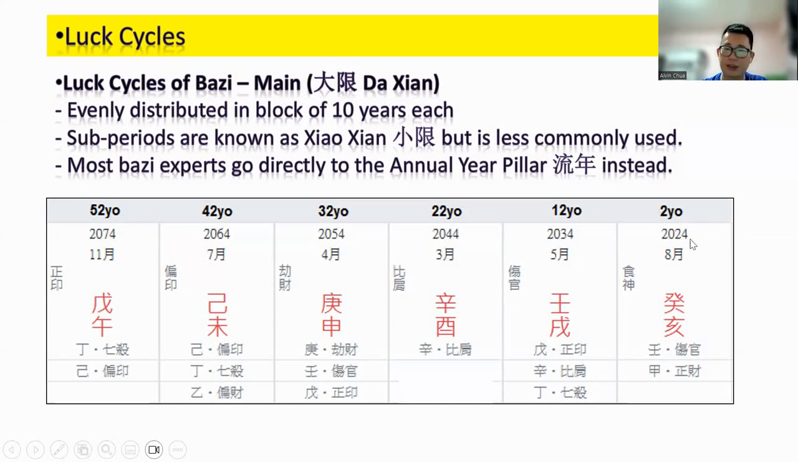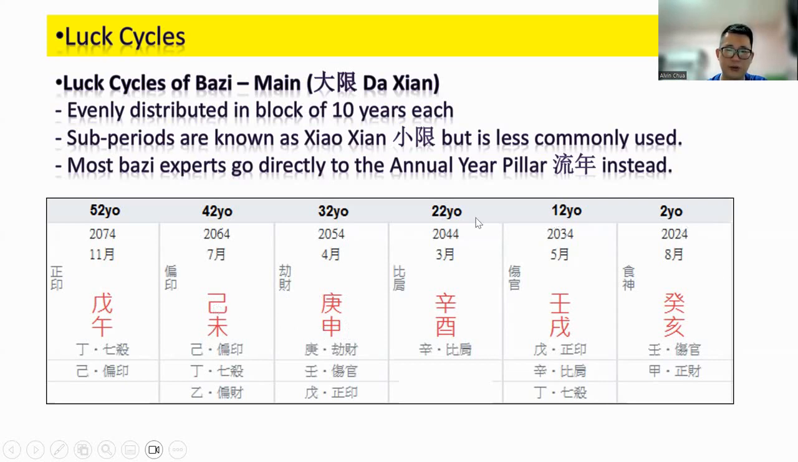This is a sample chart. This person's luck cycle starts at 2 years old. So these two characters will decide the luck for that period, all the way up to 12 years old. Then these two characters will indicate his luck for that period. Then 10 years later, it will be 22 years old, then this period, 辛酉. And another 10 years later, at 32 years old, you'll start the 庚申 luck cycle. So on and so forth.